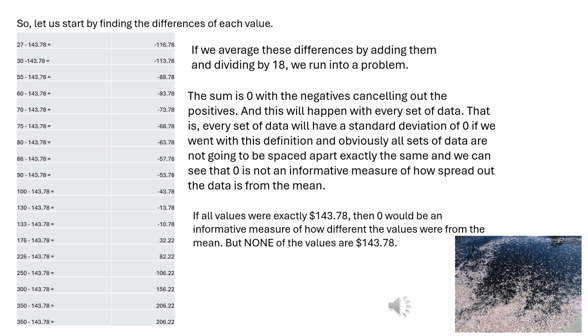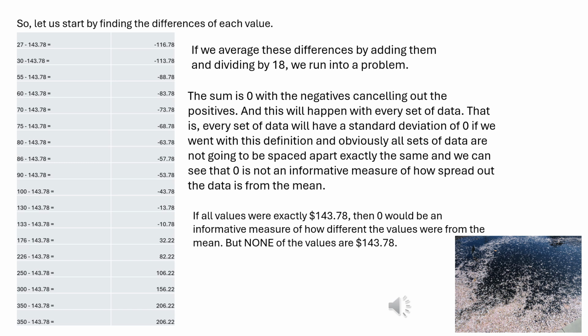And to find an average, what do you do? You add all of the values and divide by however many you have. So it seems like we should then add these differences and then divide by 18. But we run into a problem. If you added all of these differences, you would get a sum of 0. And if you divide 0 by 18, it's still 0. So we would be saying that the average amount that the data differs from the mean is 0, which would not be informative. In fact, every single set of data would report that same thing if that was the way that we decided to find standard deviation.